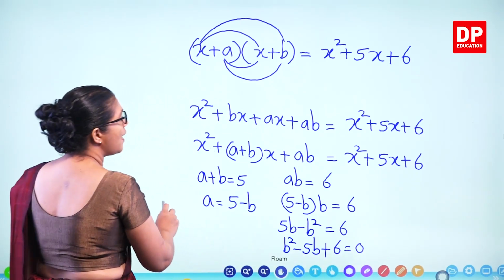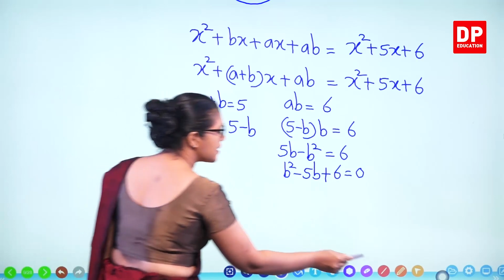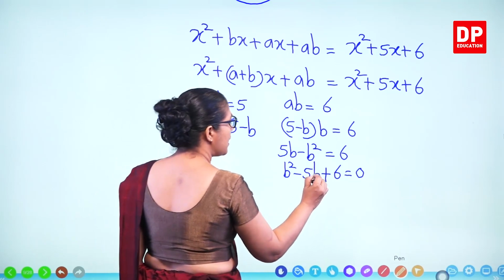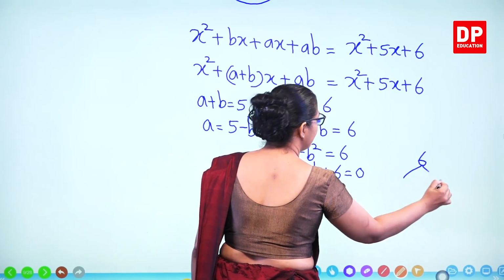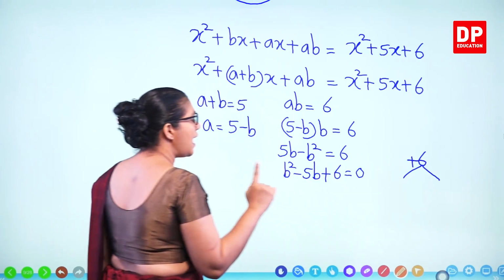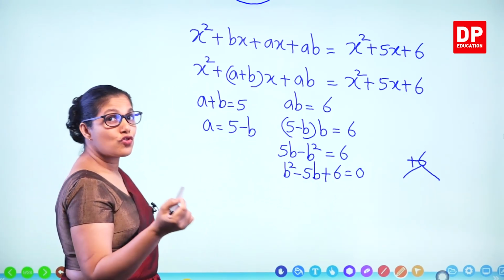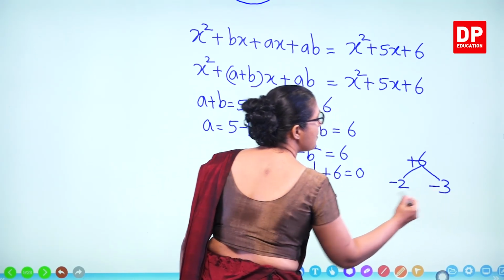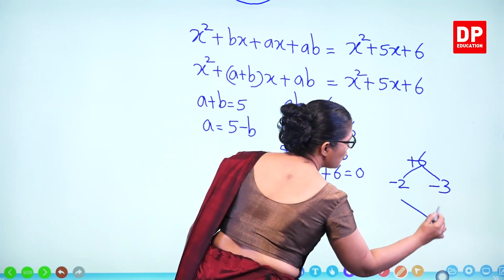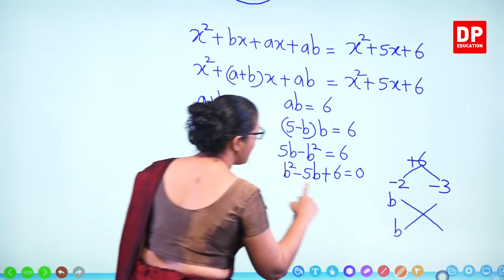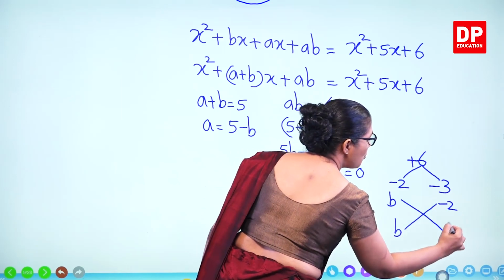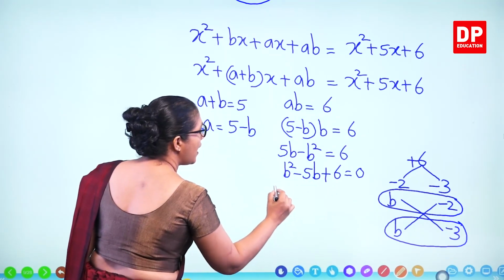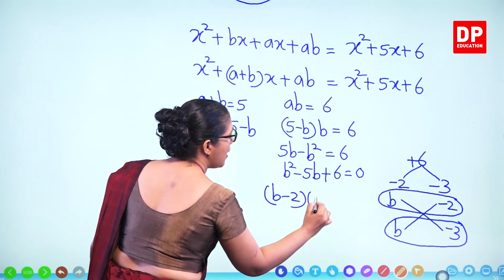Now we have to identify the factors. What are the factors of this? Factors of 6 to get minus 5. This is plus 6, so that should be addition or both subtraction. So here minus 5, 3 and 2, that means minus 2 and minus 3. So we'll use the short method now. b and b, because b squared is there, minus 2 and minus 3, you take the factors this way. So (b minus 2) and (b minus 3).